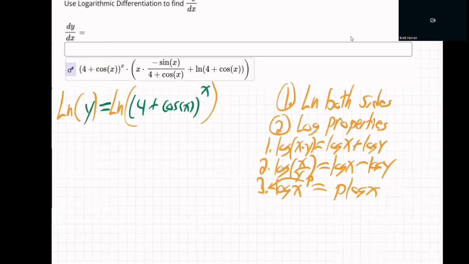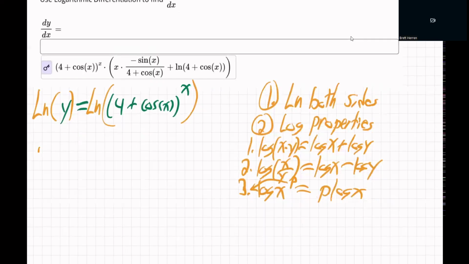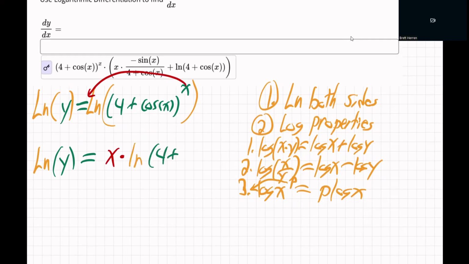So I'm going to use it now. The left side, there's no properties going on the left side. It's just ln of y. But on the right side, I'm going to take this power and bring it down. It's going to be x times ln of 4 plus cosine x.